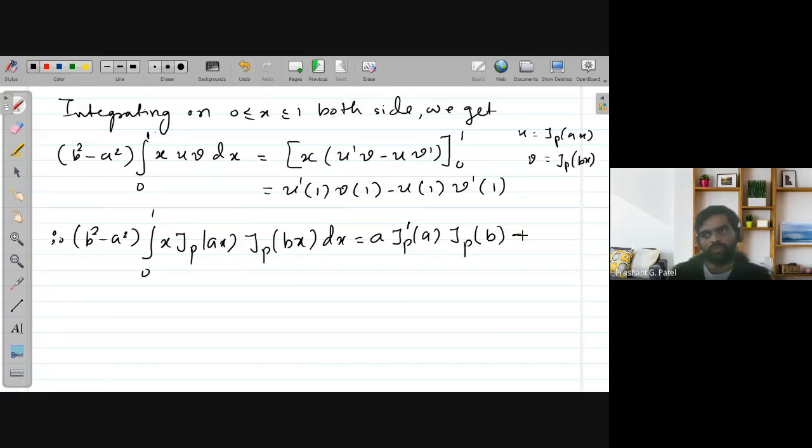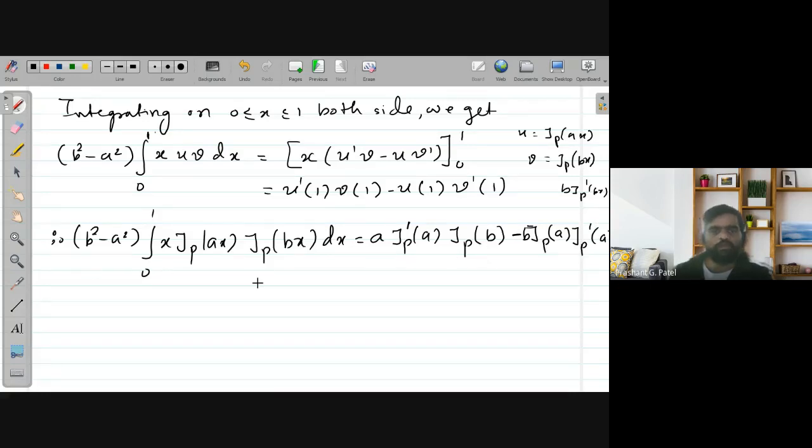minus u, that is Jp at a, and v dash, that is a derivative of this, and then substituting. So the derivative is b into Jp dash of bx. So that's why it is b Jp dash of b.